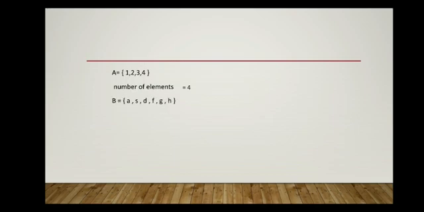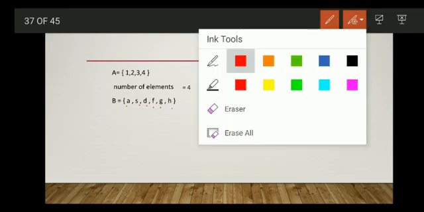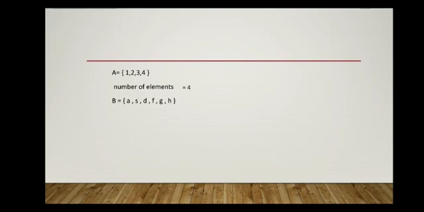Consider the set B is equal to {A, S, D, F, G, H}. How many elements are there in this set? 1, 2, 3, 4, 5, 6. So there are 6 elements in this set B. So the number of elements in the set is equal to 6. The number of elements of a set is called the cardinal number.